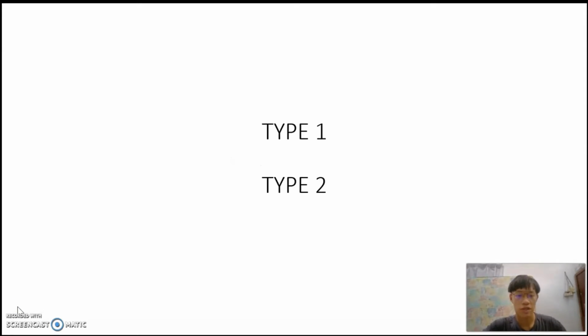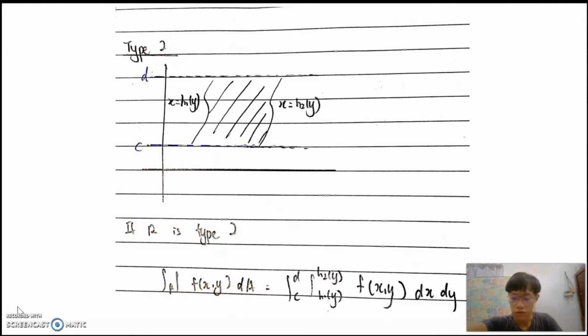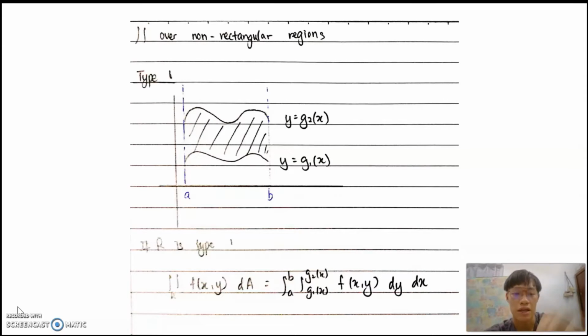In this topic, we separate it into two types, type 1 and type 2. Let's talk about type 1 first. As you can see, we have the upper boundary, which let's call y equals g2 of x, and a lower boundary, y equals g1 of x. Vertically, there are lines that bound the region, obviously A and B. So a type 1 region would be underneath and above some functions of curve, but from left to right, we have an actual line as the boundary.